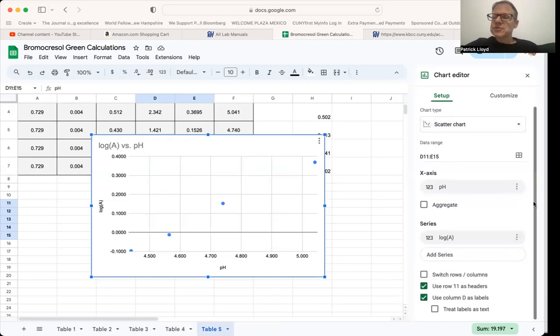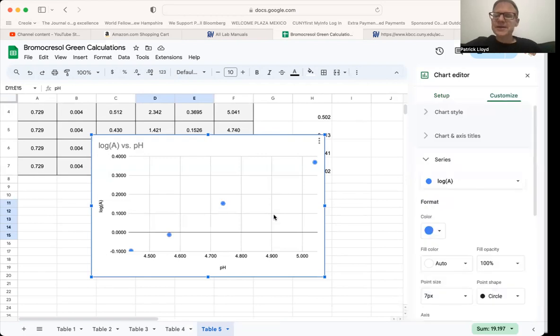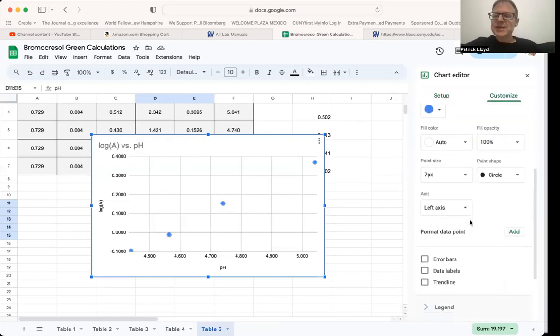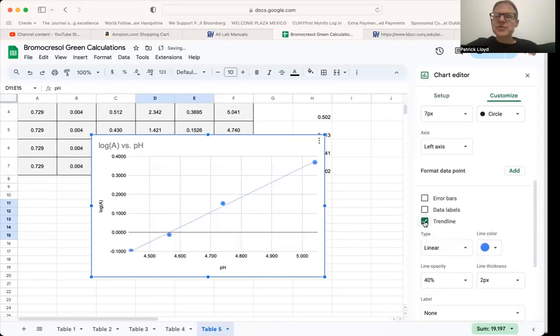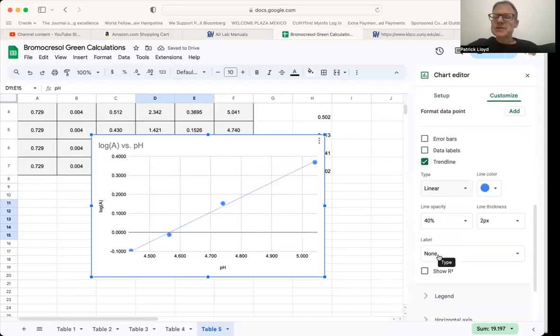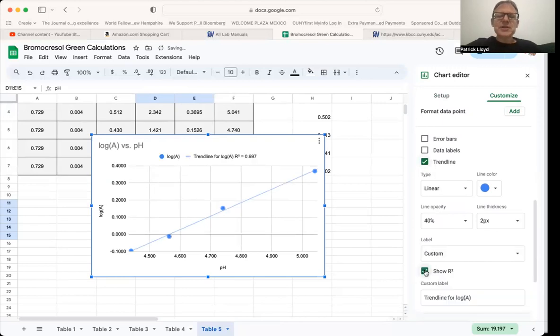Oh, for some reason, it's not showing us the... Oh, sorry, my mistake. You've got to click on one of the points, and then these other options pop up, okay? So trend line, we want the trend line. It's probably a good idea to show R squared. It's pretty high. R squared is 0.997. The closer R squared is to 1, the better. That's pretty close to 1.